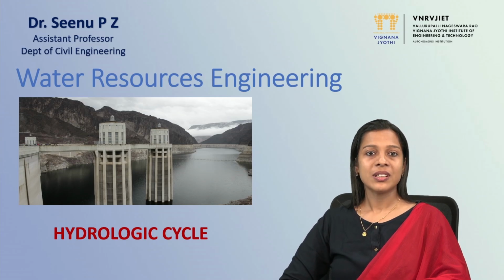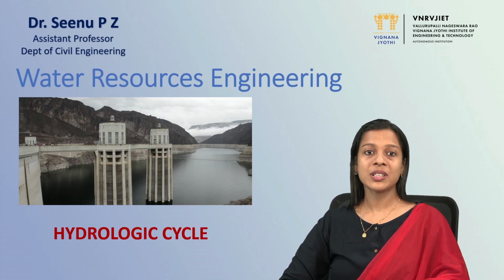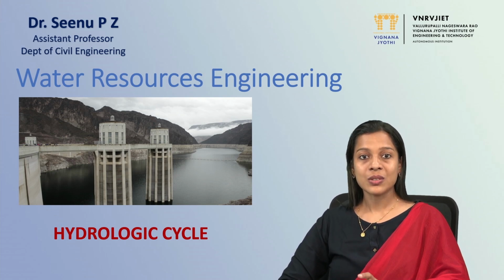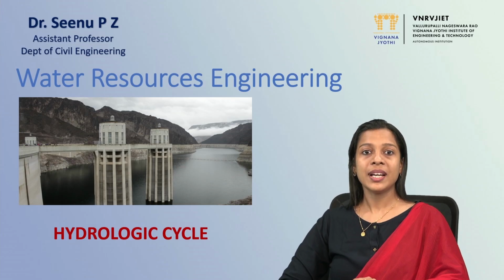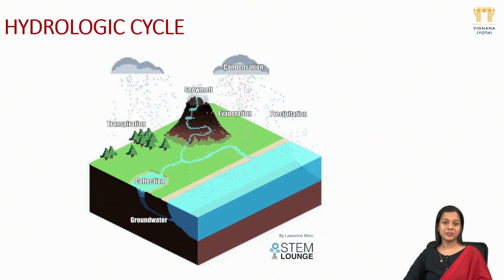Have you ever wondered where rain comes from, how clouds are formed, or where river water goes after flowing into the sea? The answer lies in one of the most important natural processes on Earth, the hydrological cycle, also known as the water cycle. In this video, we will understand the complete hydrological cycle and important hydrological processes, different forms of precipitation and types of rainfall formation. Let us begin. Hydrological cycle.